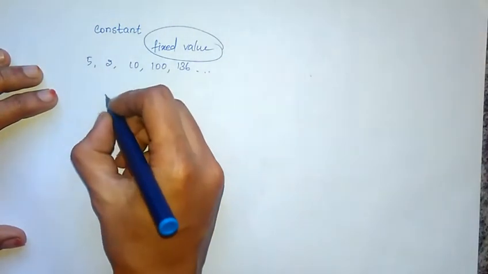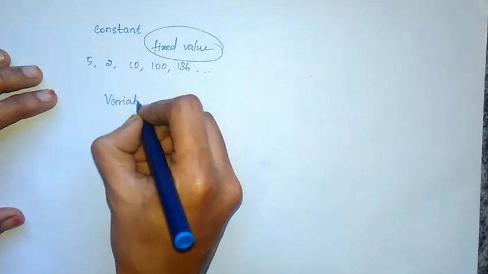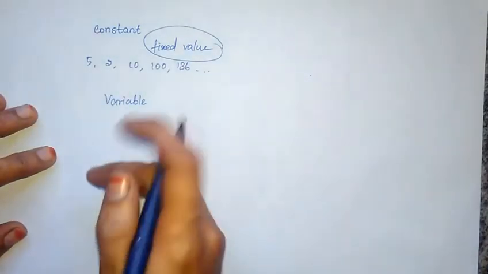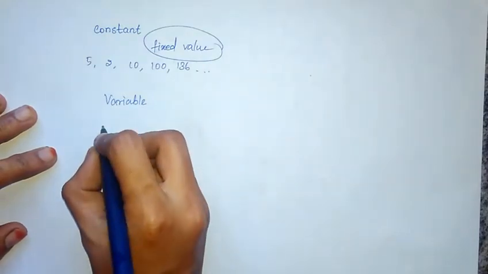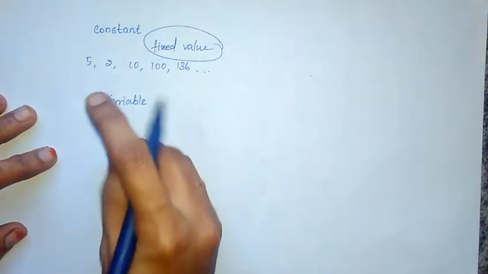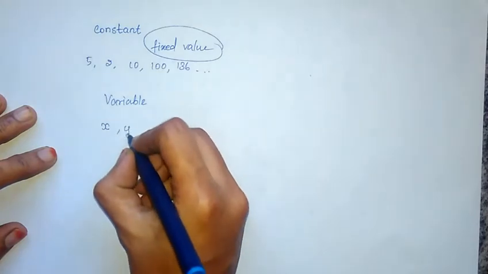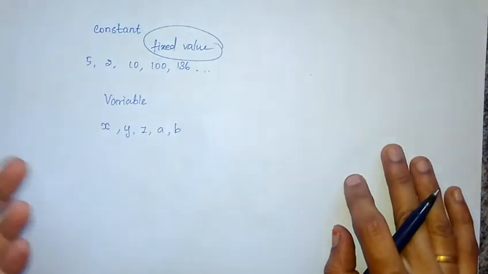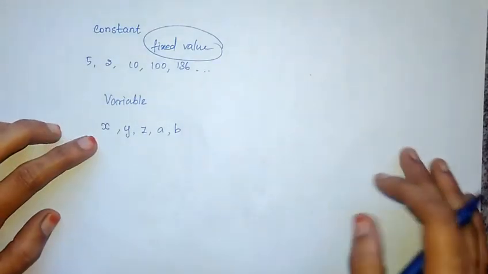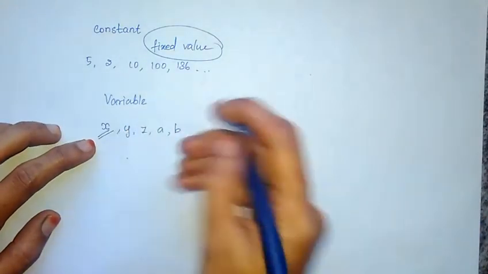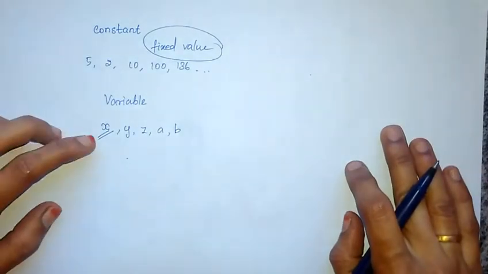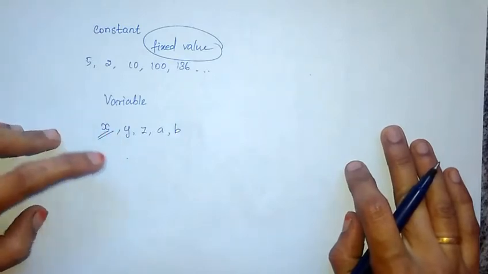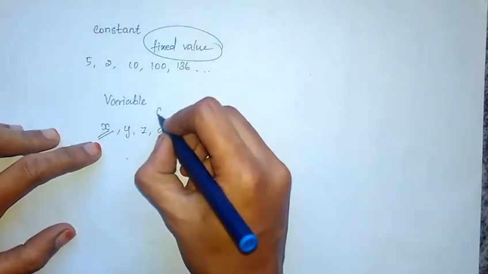Now I will tell you what is variable. Variable is just opposite to constant. Variable will change. We can say x as a variable, y, z, a, b. Any letters you can give for this variable. Now I am taking x. We can give several values for x. So it will change. So these are called variables. Variable can change.